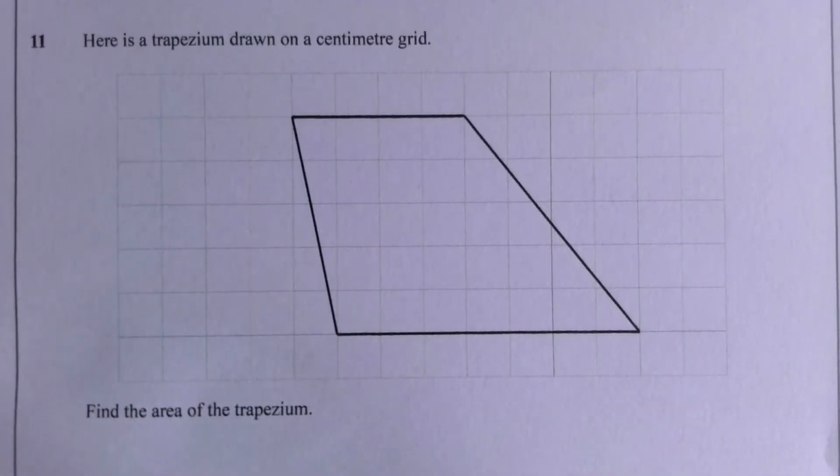Moving on to question 11. Here's another trapezium. It's on a grid. It says it's a centimetre grid, so you might not have exact centimetres on your printout. Doesn't matter, just treat it as if it is a centimetre. Pause the video, give it a go.